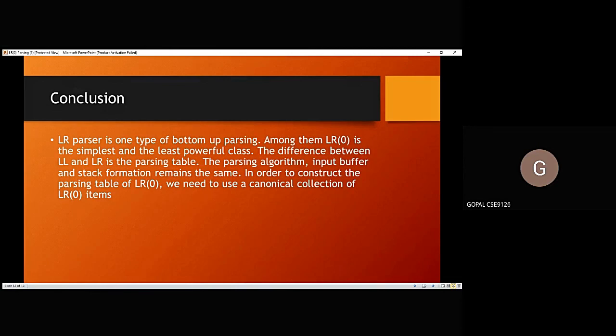Okay, for the conclusion part, LR parser is one type of bottom-up parsing. Among them, LR0 is the simplest and the least powerful class. The difference between LL and LR parsing is the parsing table. For SLR and LR parsing, the algorithm, input buffer and stack formation remain the same. In order to construct the parsing table of LR0, we need to use the canonical collection of LR0 items.